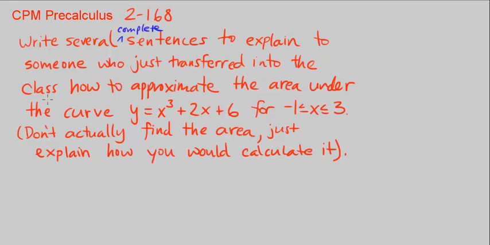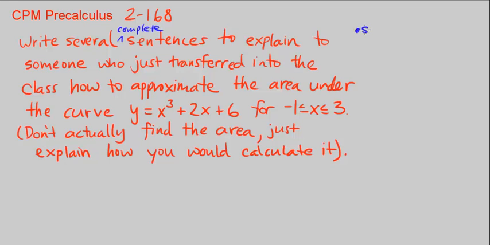So somebody who's new to our class, how do you approximate the area under the curve y equals x cubed plus 2x plus 6 for -1 less than or equal to x less than or equal to 3? Don't find the area, just explain how you would calculate it. And don't just say use your calculator, let's explain the steps. Here are the things that should be included in your explanation.